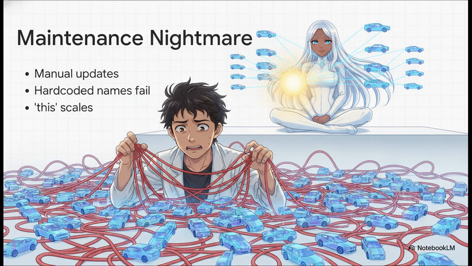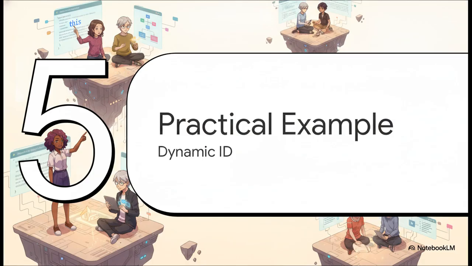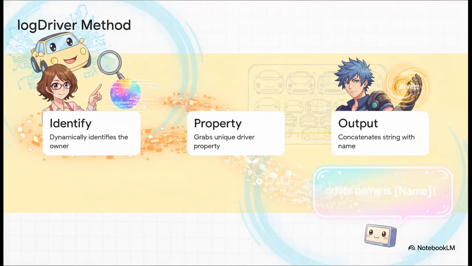But by using the this keyword instead, your code becomes incredibly dynamic. You can copy methods across objects, and they just automatically adapt to their new owner without a single manual update. It is literally the ultimate time saver. Section 5. A practical application. Dynamic identification. And this brilliantly illustrates exactly how this works in practice.